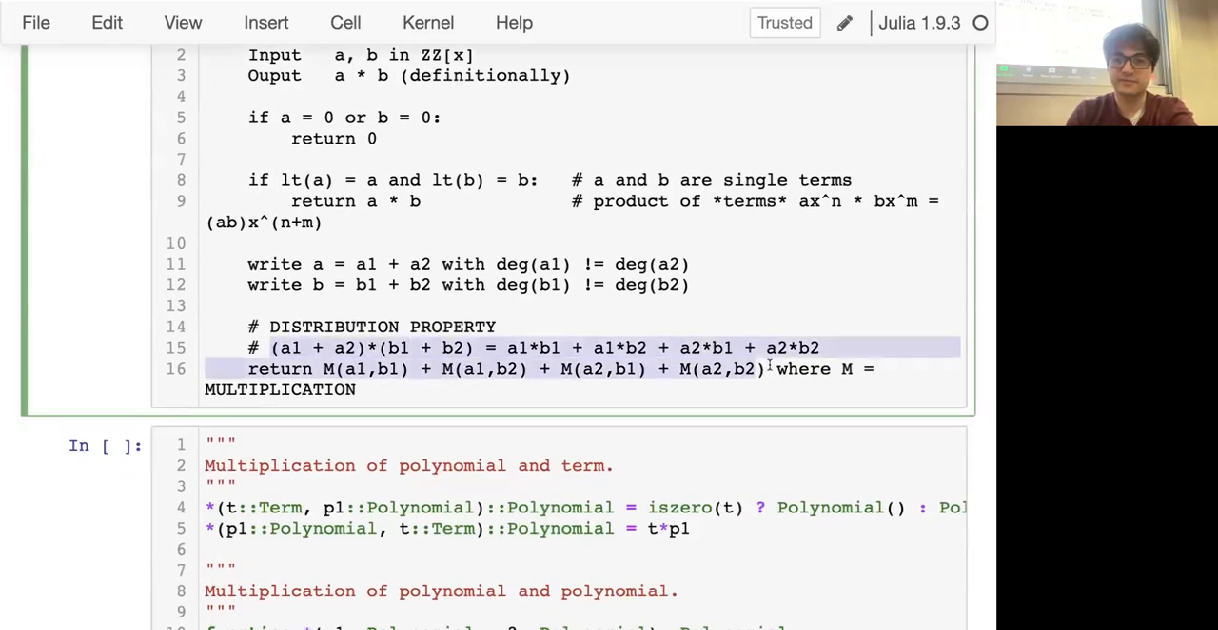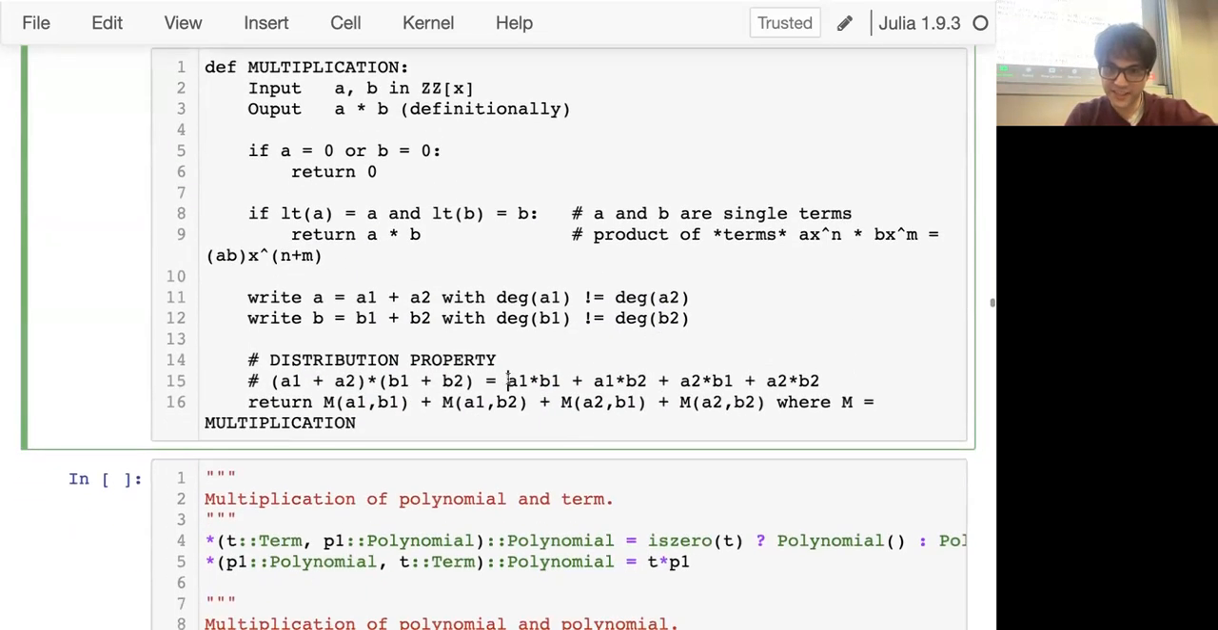Okay, so recall distribution. Are each of these smaller multiplications than the whole multiplication? Yeah. Okay, so I can actually reduce multiplying this to these 4 multiplications that are smaller.